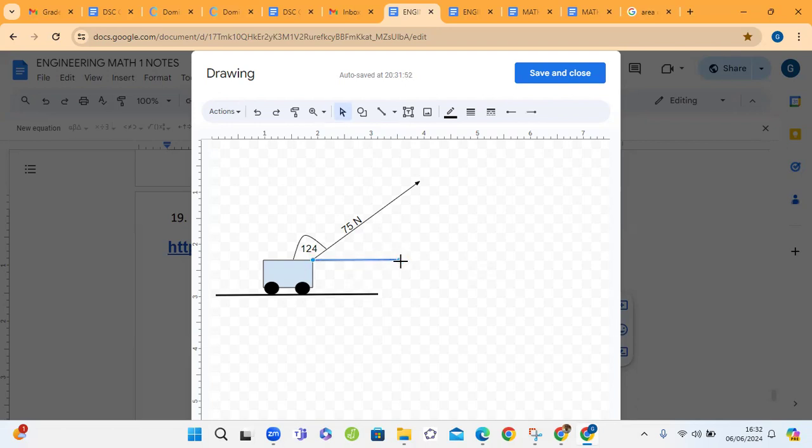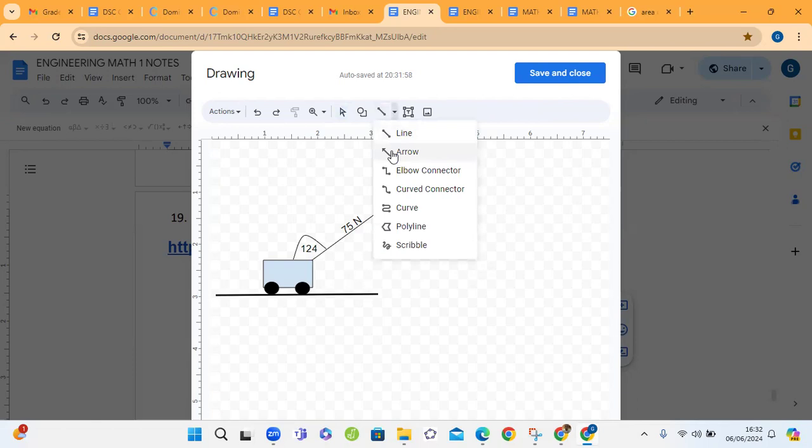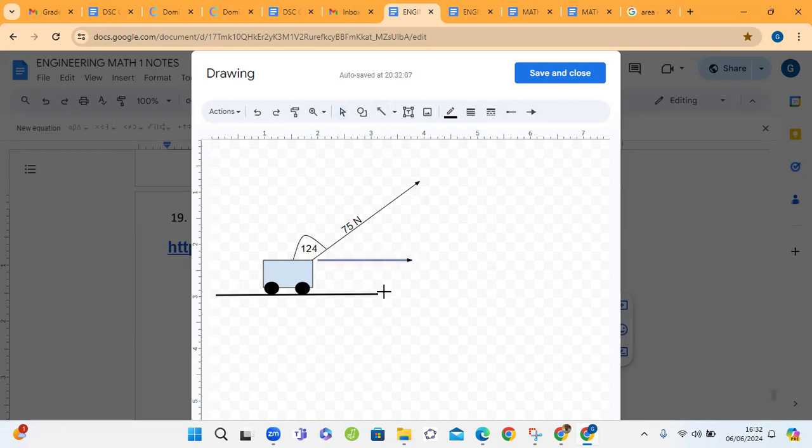So here you have the horizontal component. Well, let me use an arrow instead. You've got the horizontal component here. Let me thicken this a little bit, or I can change the color code and thicken it a little bit, right? So you've got the horizontal component. And you've got the vertical component.